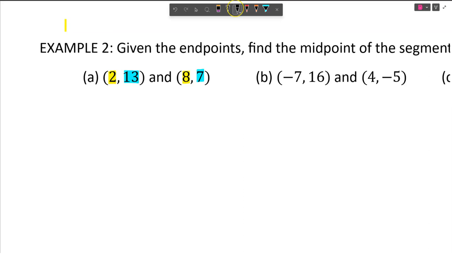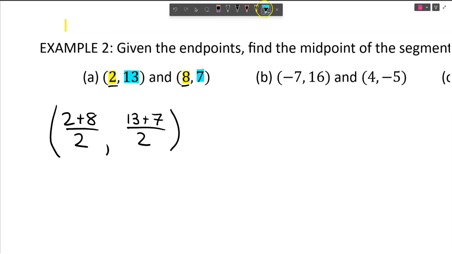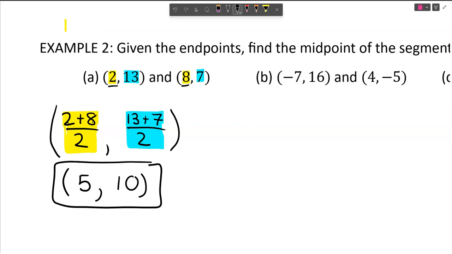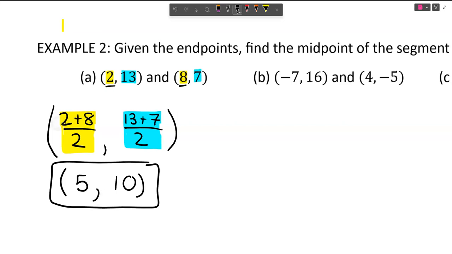So to figure out what my midpoint's going to be, we're going to average the x's, so that's going to be 2 plus 8 divided by 2. That's going to be my x coordinate. We're then going to take the y coordinates, 13 and 7, add them together, and also divide by 2. So look at the colors there, the blue for y, the yellow for x. So when I average them out, 8 plus 2 is 10, 10 divided by 2 is 5. 13 plus 7 is 20, 20 divided by 2 is 10. My midpoint is located at 5, 10.